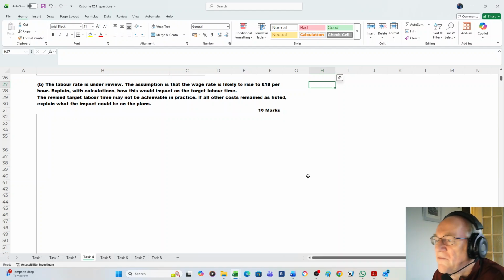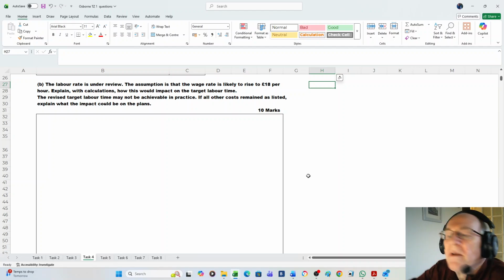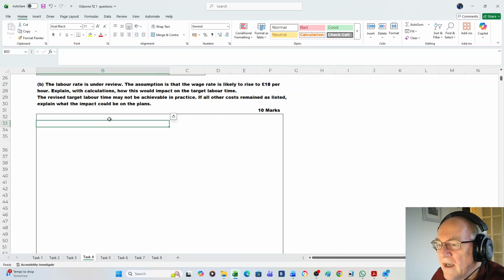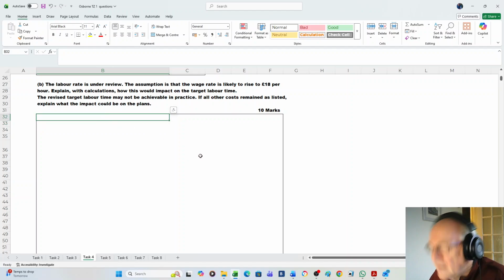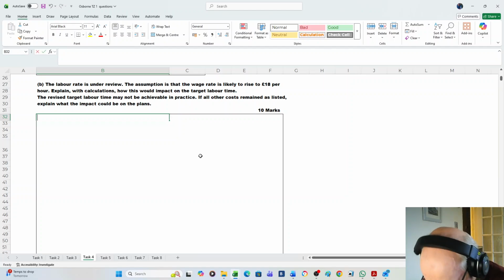So the labour rate is going to go up to £18. What would it do? We need some numbers in to explain this. So by the time this is submitted, hopefully it's joined up a little bit more than I will here. Some answers for written tasks, bullet points are quite acceptable, a little bit more than they used to be. But let's get on with it. So first of all, no harm, a nice little introduction.